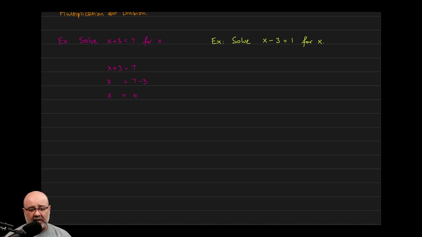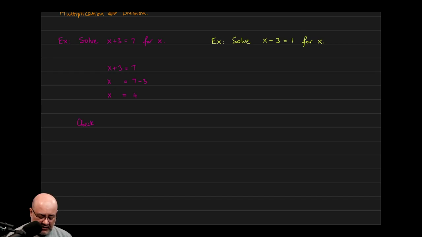At this stage, we might be inclined to just walk away from the problem. We're not finished. This is just a potential solution. In order to know whether this is actually the solution to the equation or not, we have to check. This is non-negotiable. This is not a suggestion. It's a requirement. We must check our potential solutions in the original equation.